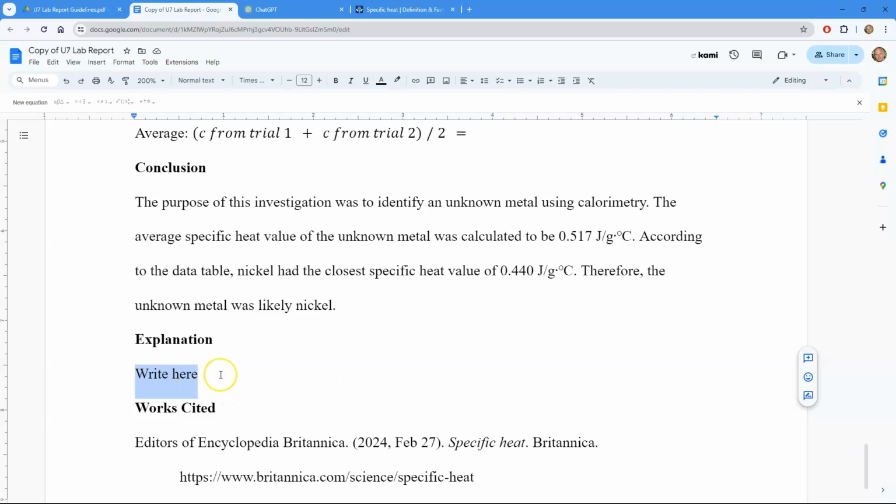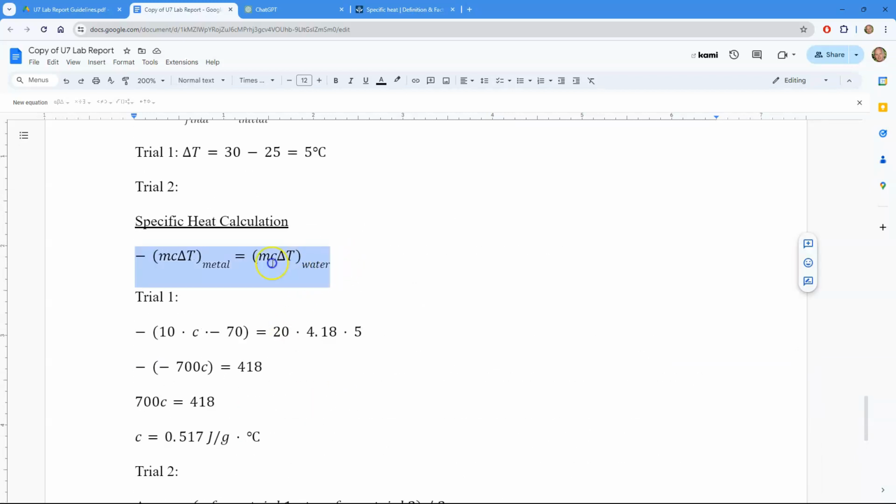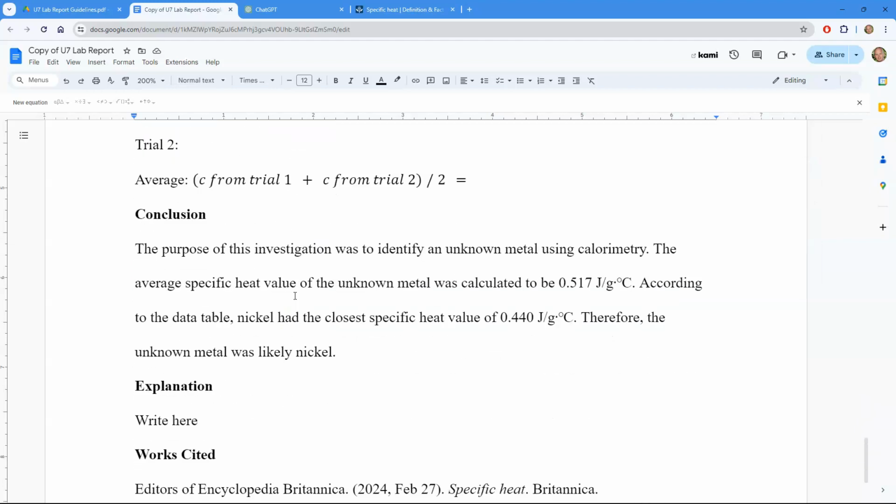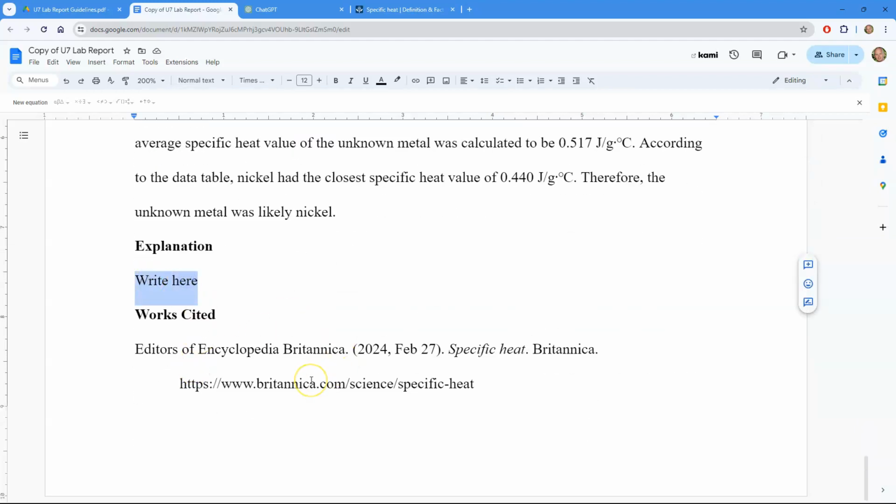So, the first law of thermodynamics is that energy is conserved. It's never created or destroyed, it's always transferred. So, if you look at the specific heat calculation, remember the heat lost by the metal is equal to the heat gained by the water. The metal was heated, we put it into the water, and it raised the temperature of the water. Eventually, both reached the same temperature. With that in mind, you should be able to write a sentence about how energy was transferred. So first sentence: explain how energy is transferred in calorimetry.